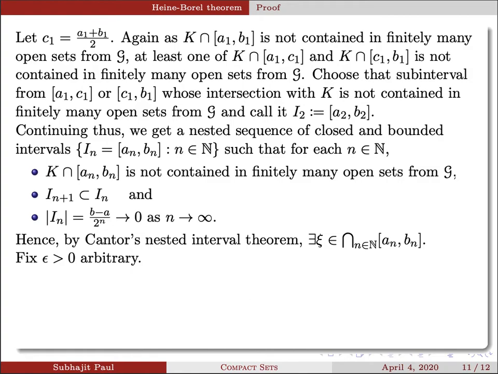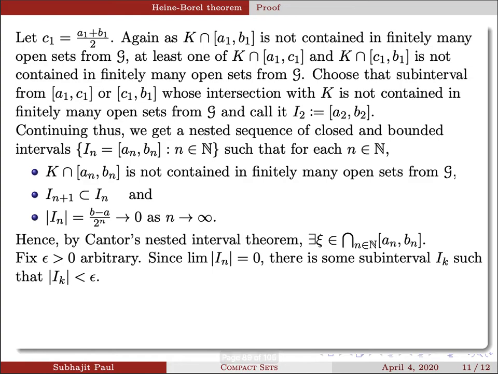So fix an arbitrary epsilon. Fine. Now, since the length of the subintervals is going to 0, the limit of the length of In, (b minus a) by 2 to the power n, or Bn minus An, whatever you say, is equal to 0, then by the definition of the limit of a sequence, there is some subinterval Ik such that the length of Ik should be smaller than epsilon. This is just by the definition of the limit of a sequence.